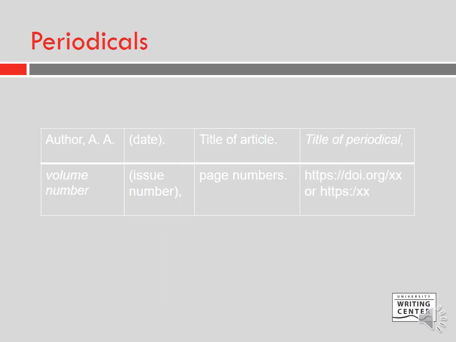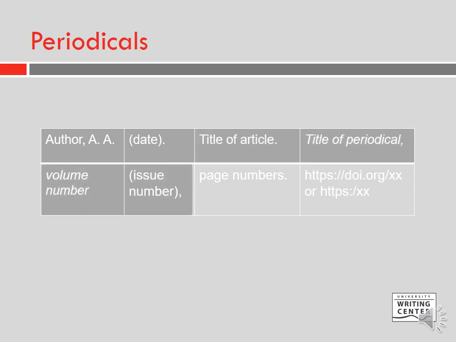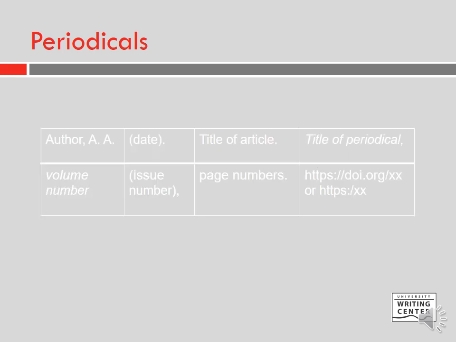A periodical is a category of source that includes journals, magazines, newspapers, newsletters, and blogs. Typically, you will need to cite one article in an issue of a periodical. The general template for a periodical is author's last name and initials, date, article's title, title of periodical, volume and issue number, page numbers, and digital object identifier or URL. Now let's look at the fine details of formatting, such as capitalization, italics, periods, parentheses, and commas in an example of an academic journal article.